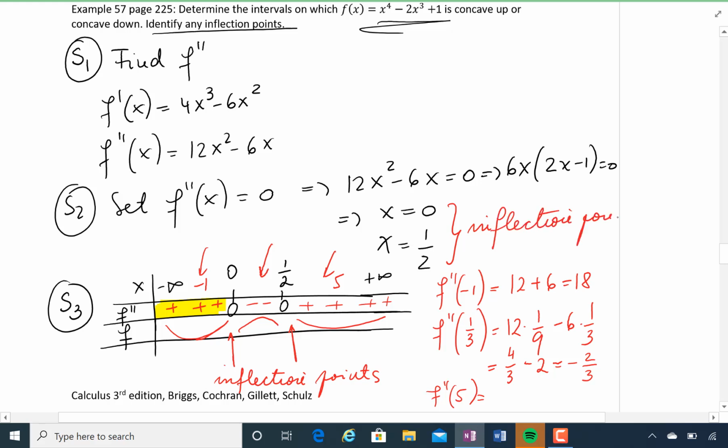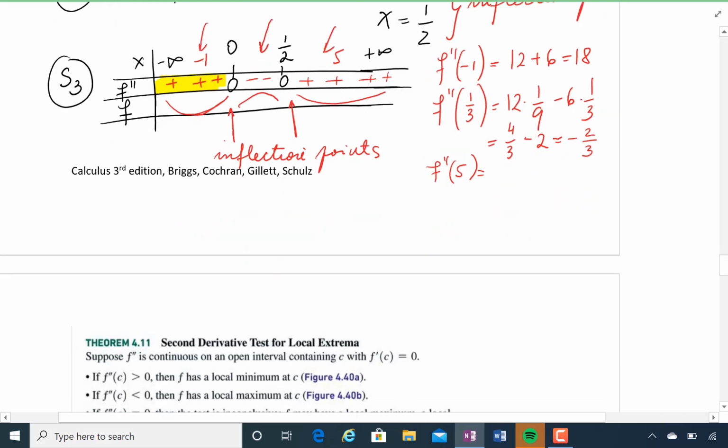But it's not enough just to be solutions of the second derivative. They actually have to change the sign.